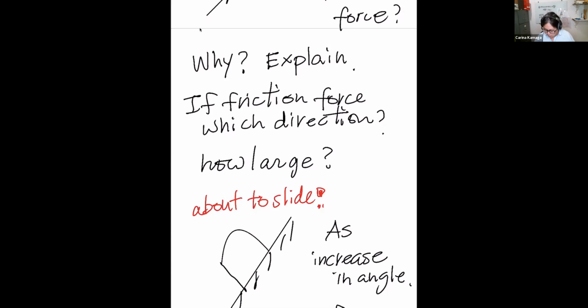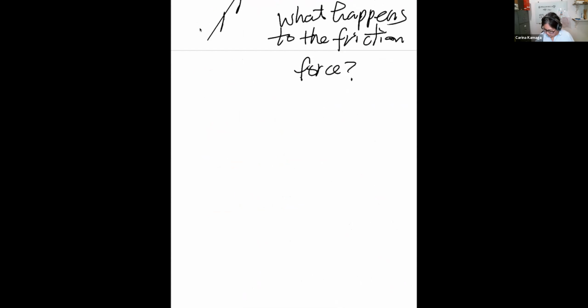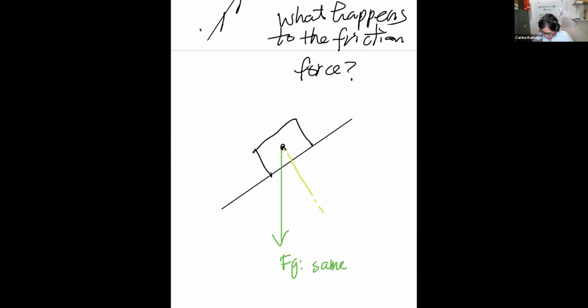So you see here what happens when you tilt the angle. The object's gravitational force does not change. Gravitational force always stays the same. But when you decompose the gravitational force into one component perpendicular to the surface and another parallel to the surface, FG parallel and FG perpendicular.